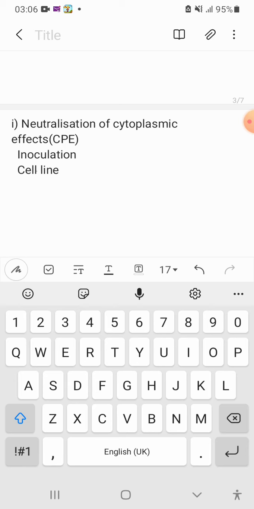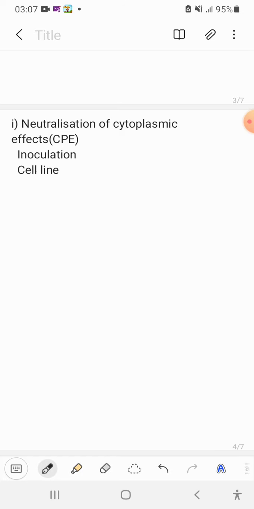Before we do that, I will explain what we mean by cell line, because we will talk about it. You have grown bacteria in a medium. You introduce bacteria in agar containing nutrients, and the bacteria grow into colonies.